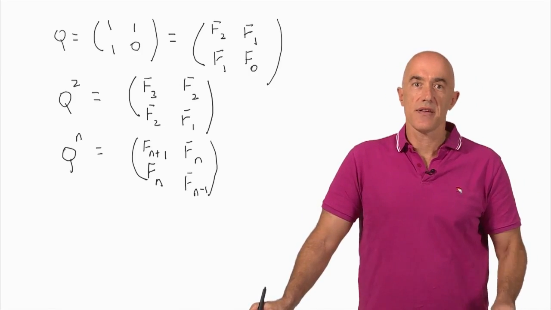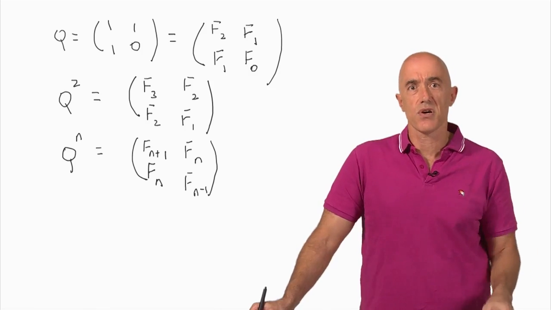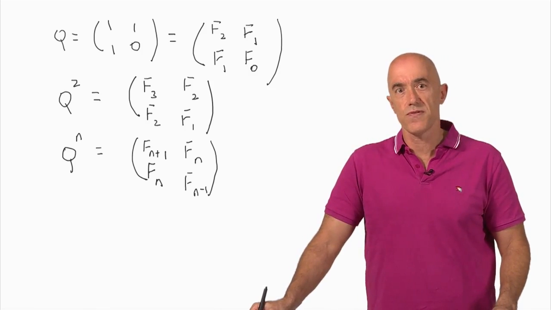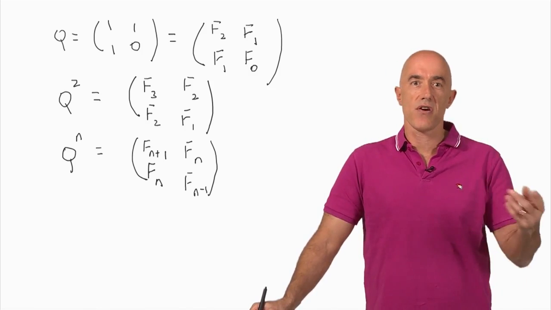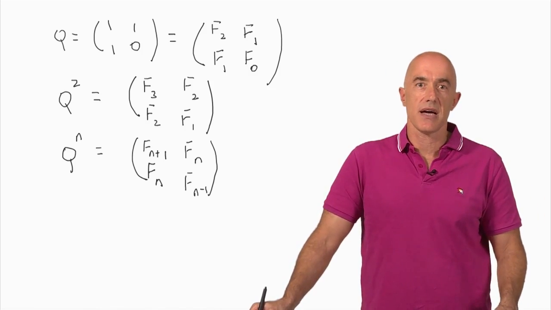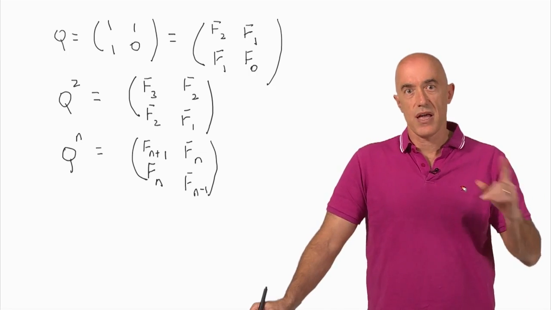Okay? This will be an important result for us because it will make the proof of a theorem called Cassini's identity rather elementary.